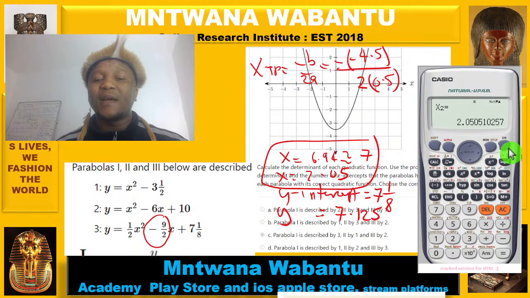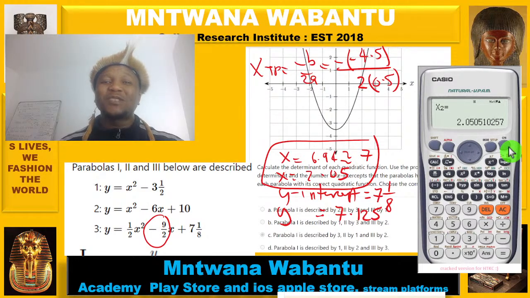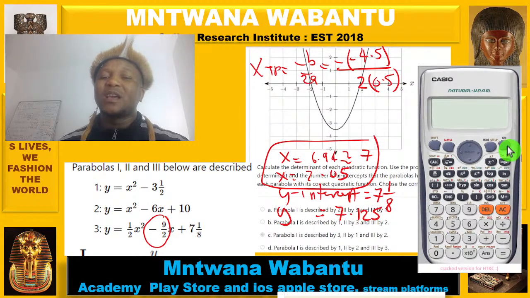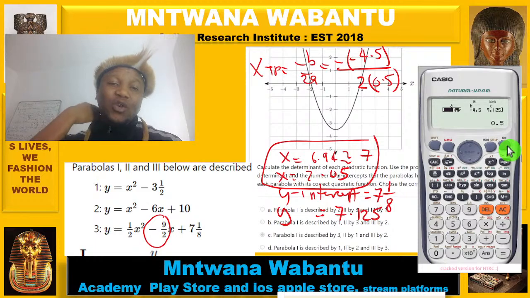Okay, so we have to place it in the calculator. First and foremost, I have to clear my calculator. Let me show you. If you press 0, look, it does not want to go away. It's still there. If you press clear, it doesn't clear. So you have to clear your calculator.